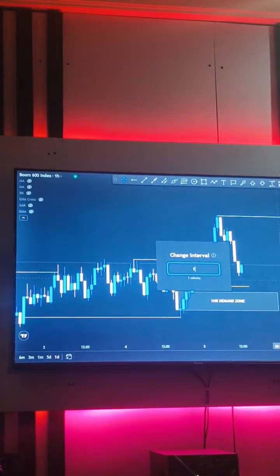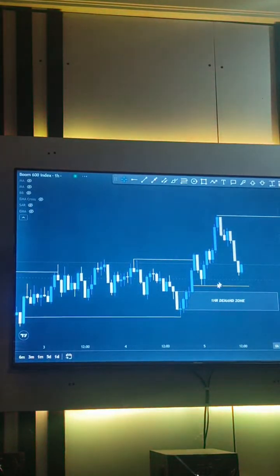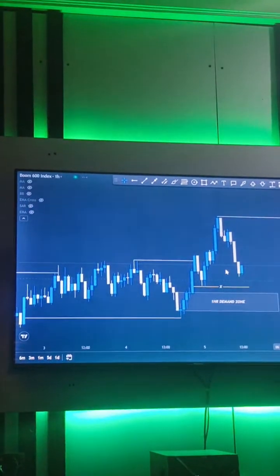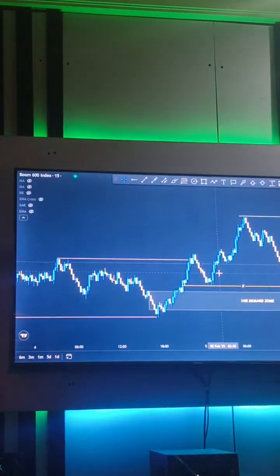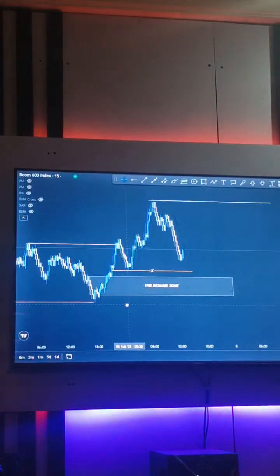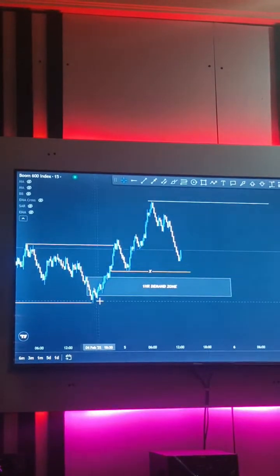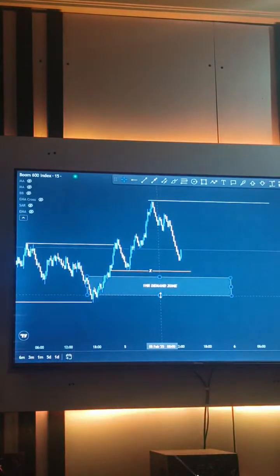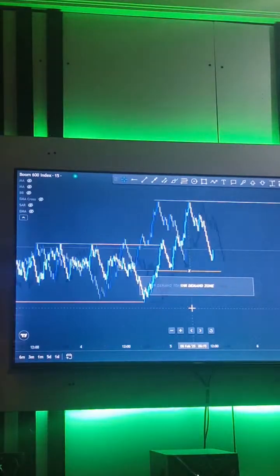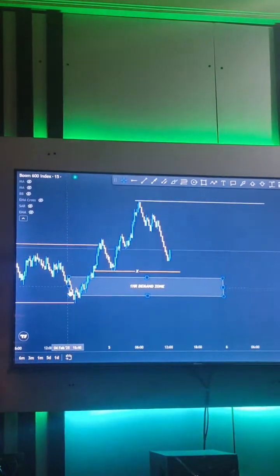I'm going to go to the 15 minutes time frame and look for my entry on 15 minutes. Whatever the marked zone I just marked out is in line with the 15 minutes order flow. You can see that it's in line with the 15 minutes order flow. Do you see that?